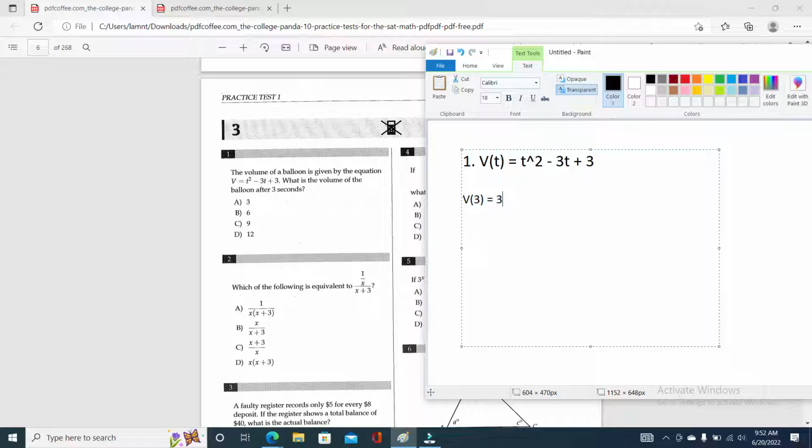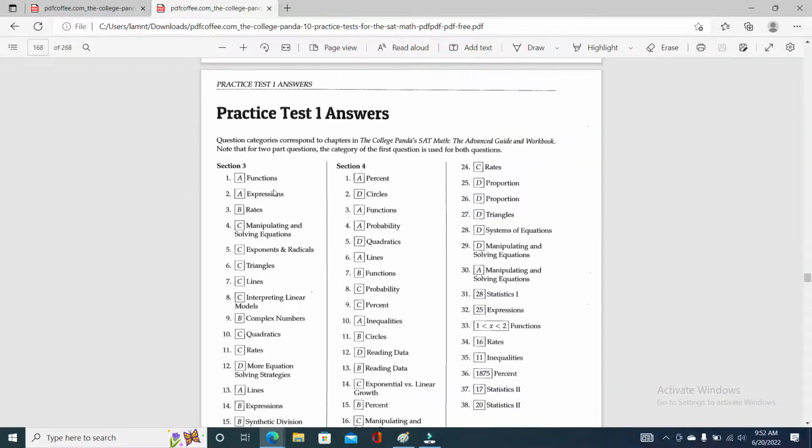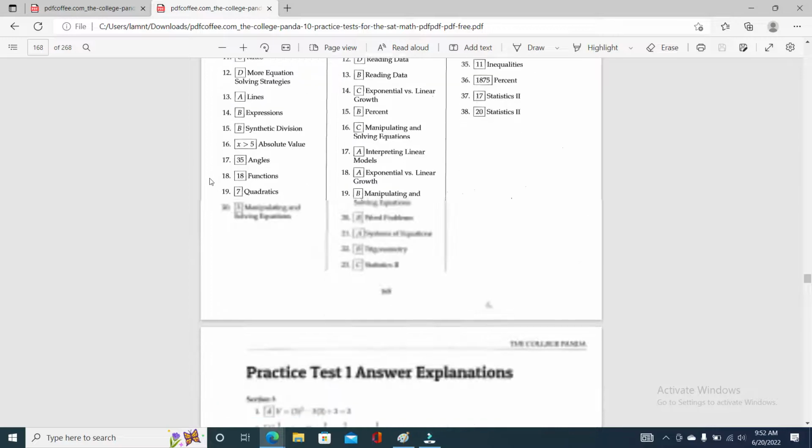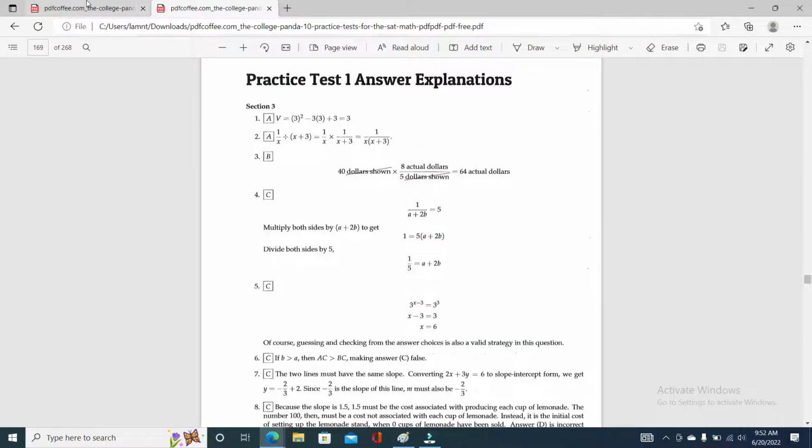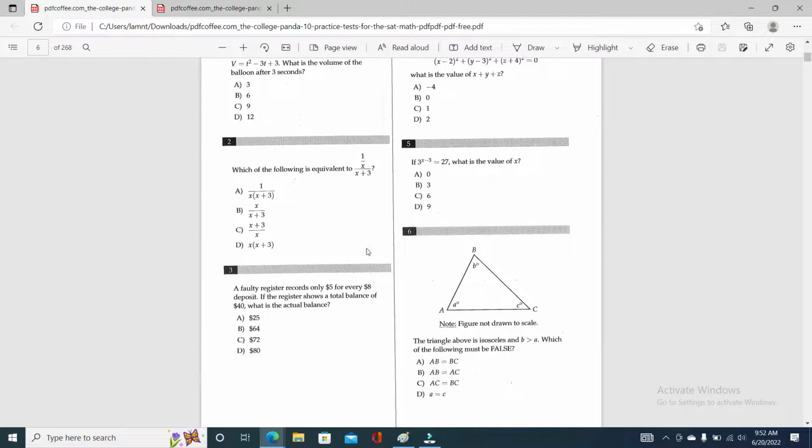So it's 3 squared, because everywhere we have t we replace it with 3, minus 3 times 3, plus 3. So that's just 3, right? So the answer for 1 is A. That's simple. 1 is A, which is very good. Okay, number 2.